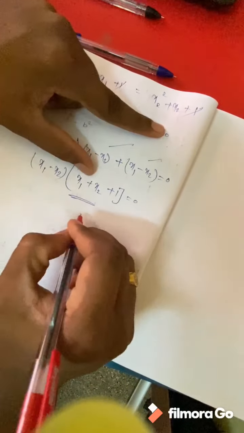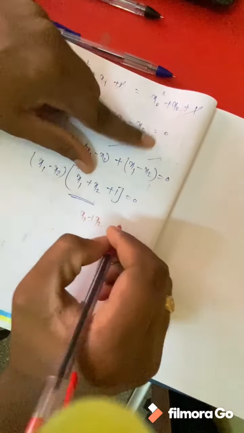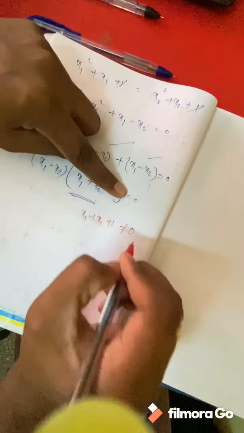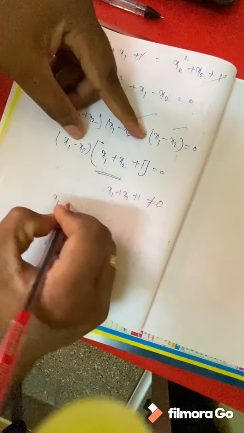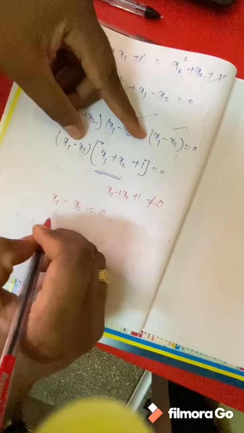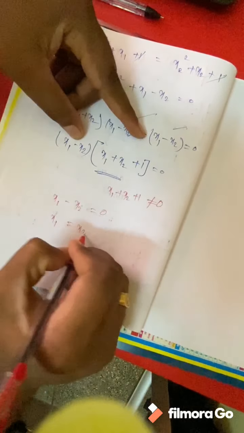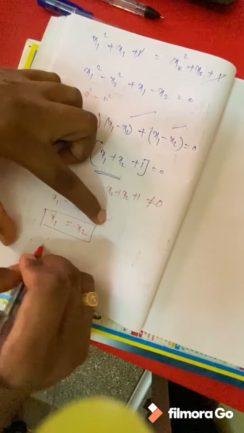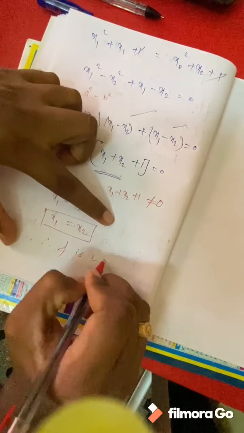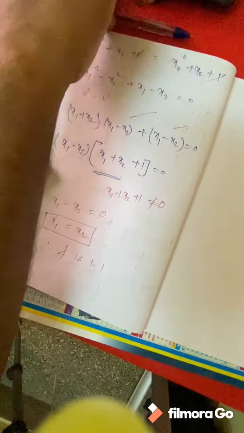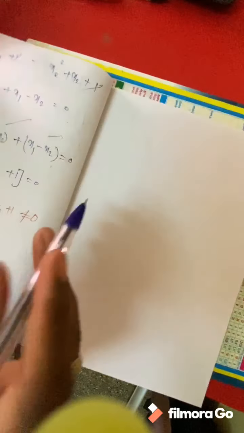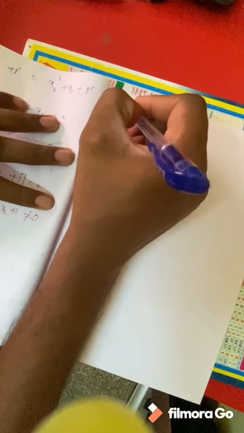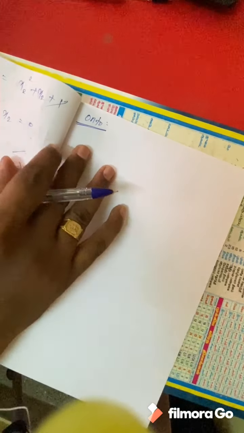With the condition x1 plus x2 plus 1 not equal to 0, I can take x1 minus x2 is equal to 0. So x1 is equal to x2. Since I am getting x1 is equal to x2, therefore the function f is 1-1. Next for onto. Next we should check the onto condition. It is not onto, right? That we are going to prove.